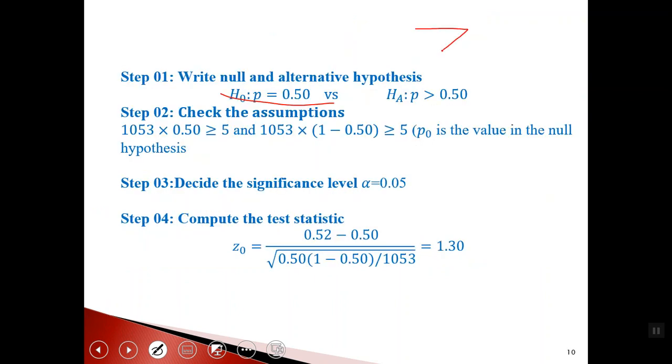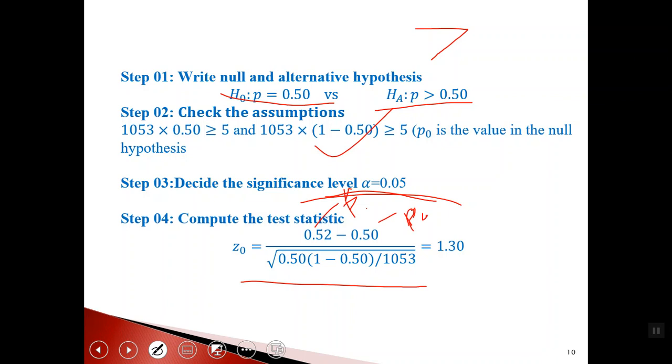Alternative hypothesis: since this is a more than, or greater than, case, it's a right tail test. P greater than 0.5. Check the assumptions. Yes, you can check those assumptions. It is true. Then decide the significance level. Alpha is given as 5%, which means alpha equals 0.05. Compute the test statistic. This is your p hat, and this is your p naught. So you can calculate those values. Z naught is equal to 1.3.